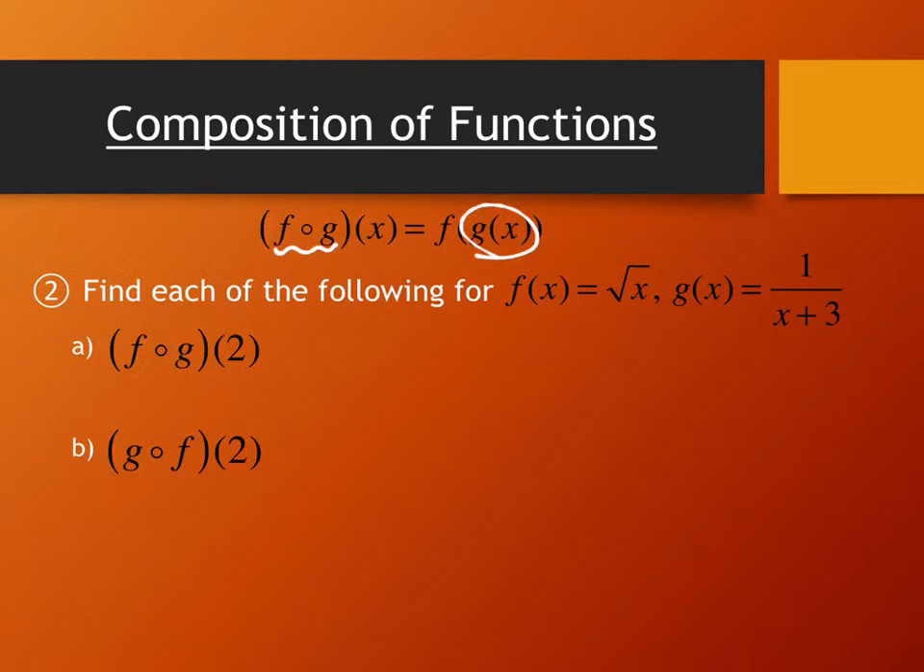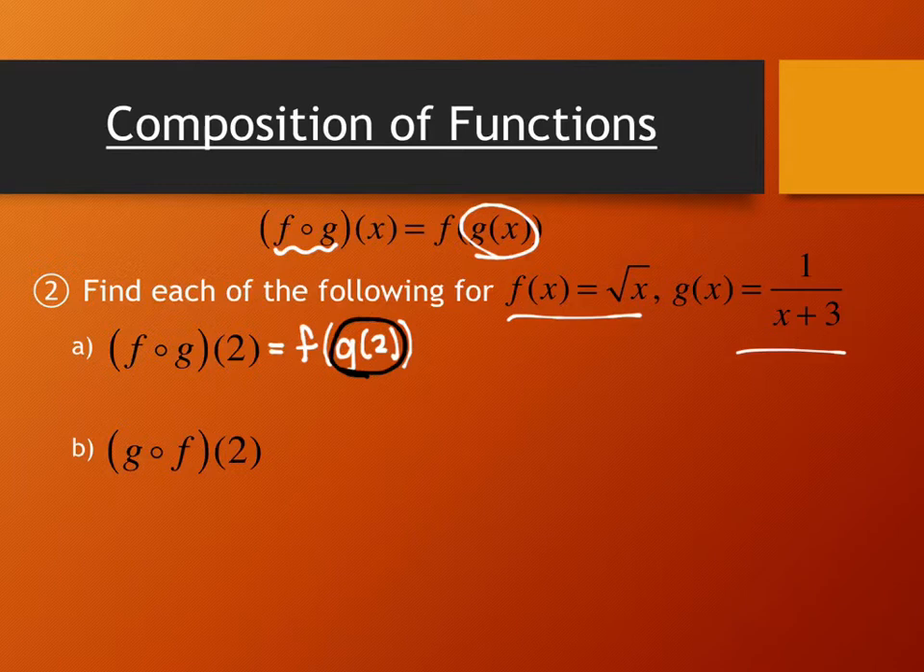I changed my functions just so that we could have a little bit of variety. Now I have f of x is square root of x, and g of x is 1 over x plus 3. Okay? So this says, according to the definition, that I can rewrite it like this. That's the first thing to do, rewrite the definition with your values: f of g of 2. And then just like with order of operations, we work from the inside out. So on the inside is the part that says g of 2.